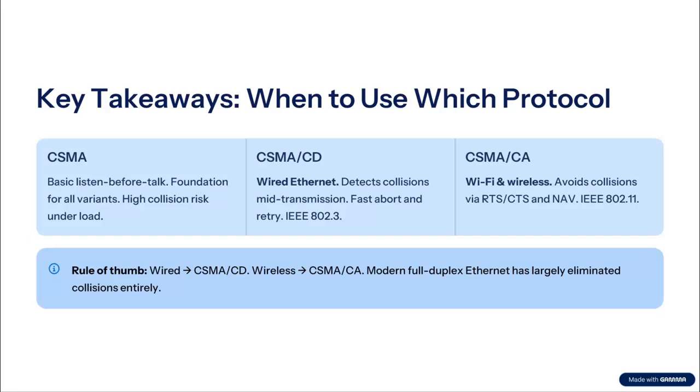To wrap up, here is a quick rule of thumb. Use basic CSMA for simple listen-before-talk foundations. Use CSMA/CD for traditional wired Ethernet, where you can detect collisions midway. And you use CSMA/CA for wireless networks, where you must avoid collisions proactively.